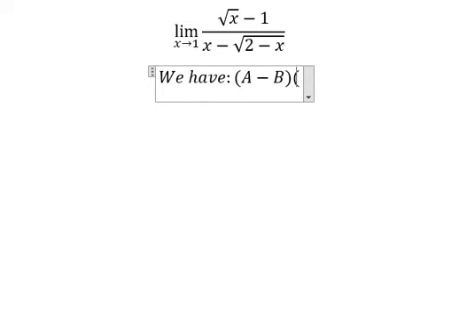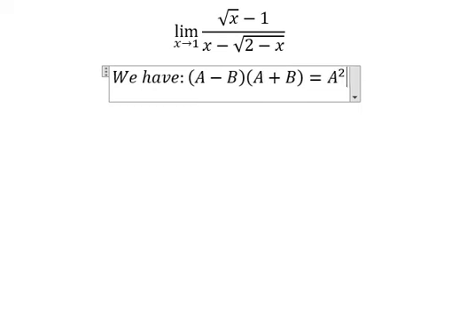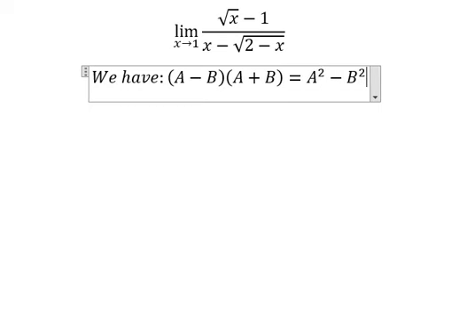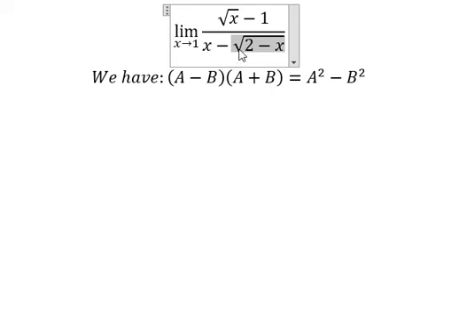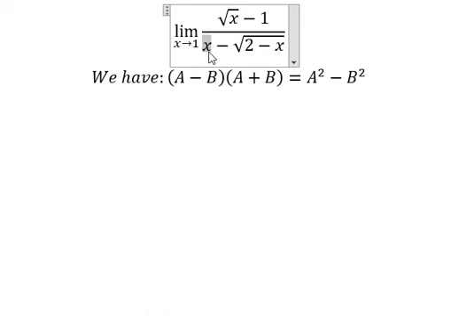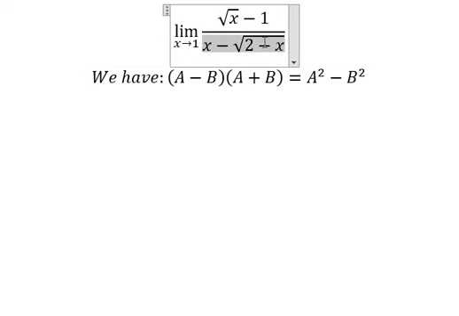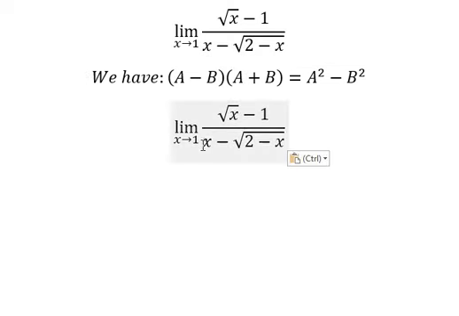a minus b multiplied by a plus b equals a squared minus b squared. Because I want to cancel the square root, we need to have the power of 2 in here. But this one is a minus b, so we need to multiply by a plus b on the numerator and the denominator. So we have it like this.